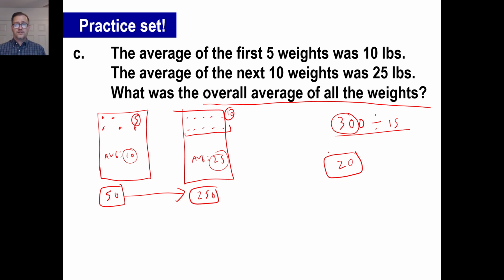Do you see why that's sensible? You're going to have it closer to 25 than you are to 10 because those 10 weights at 25 are really skewing the average toward being closer to 25. So, all right. Okay, that's it for 52.